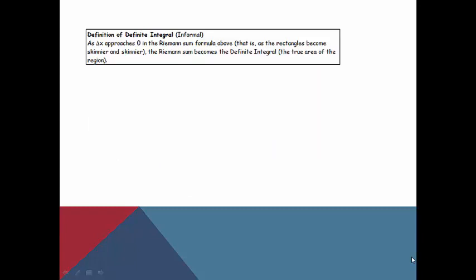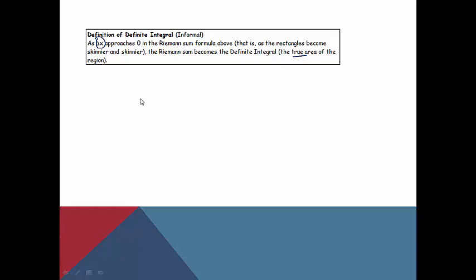Okay, one more thing that I would like to mention from Riemann sums, in the formal definition of a Riemann sum, there was a delta x in that formula, and the delta x is just the distance or the width of each of those rectangles. So as delta x approaches 0, as the width of those rectangles gets smaller and smaller and skinnier, the Riemann sum will become the definite integral, or the true area of the region.